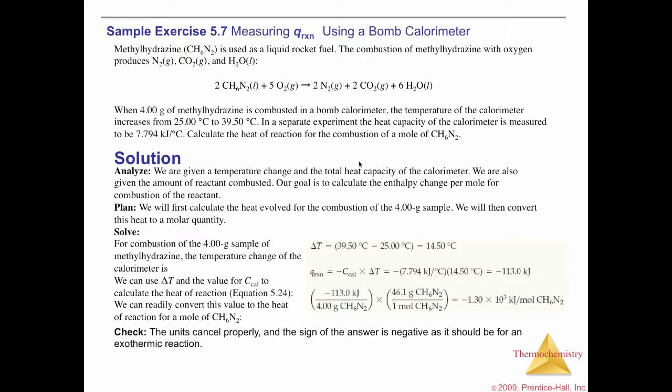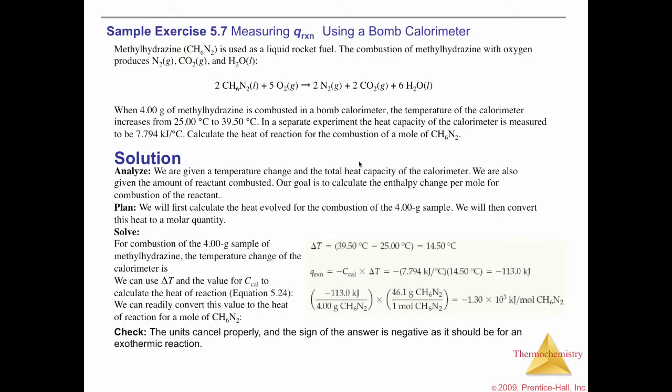We are given a temperature change and the total heat capacity of the calorimeter. We are also given the amount of reactant combusted. Our goal is to calculate the enthalpy change per mole for a combustion of a reactant. We will first calculate the heat involved for the combustion of the 4-gram sample. We will then convert this heat to molar quantity. For combustion of the 4-gram sample of methyl hydrazine, the temperature change of the calorimeter is 14.50 degrees Celsius. Again, delta T equals T final minus T initial.